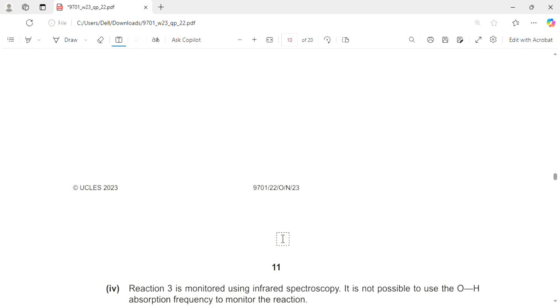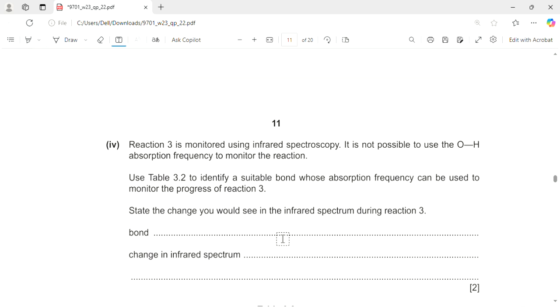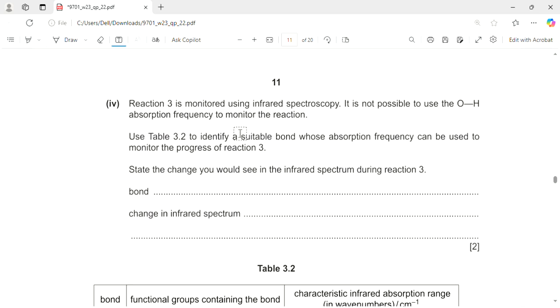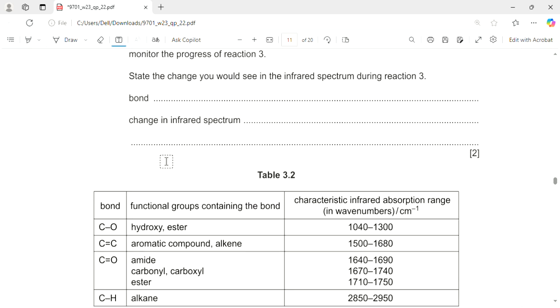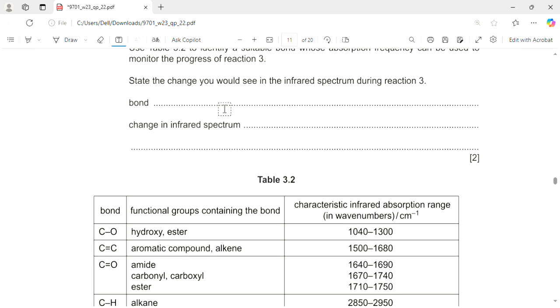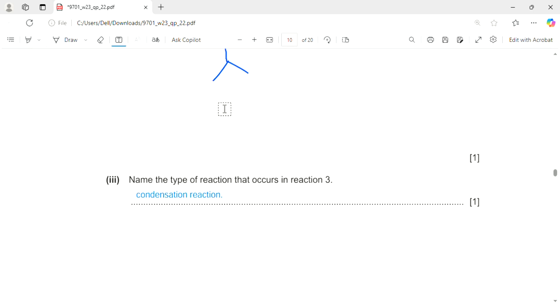It's part 4. Reaction 3 is monitored using infrared spectrometry. It is not possible to use the OH absorption frequency to monitor the reaction. Use table 3.2 to identify the suitable bond whose absorption frequency can be used to monitor progress through reaction 3. State the change you would see in the infrared spectrum during reaction 3. So what is the bond in reaction 3? This is reaction 3.